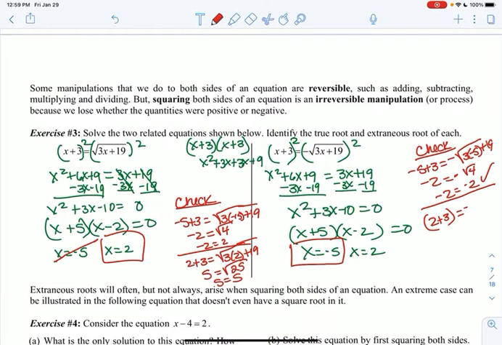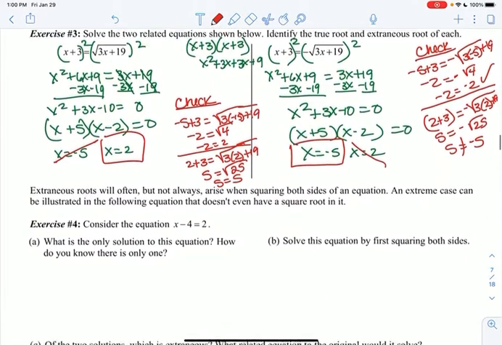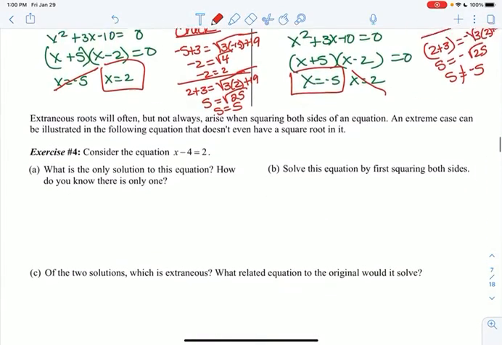So this is how you're going to do these problems. Whenever you solve, you have to make sure that you go back and check both answers, to make sure that they are in fact solutions. So this one does not equal, so therefore that is not a solution. Okay? And then we're going to do this last problem here.